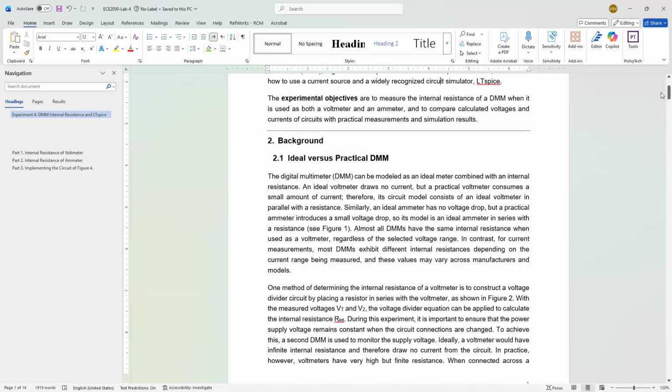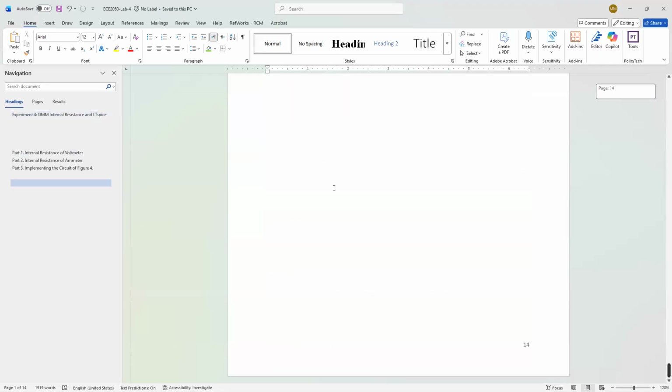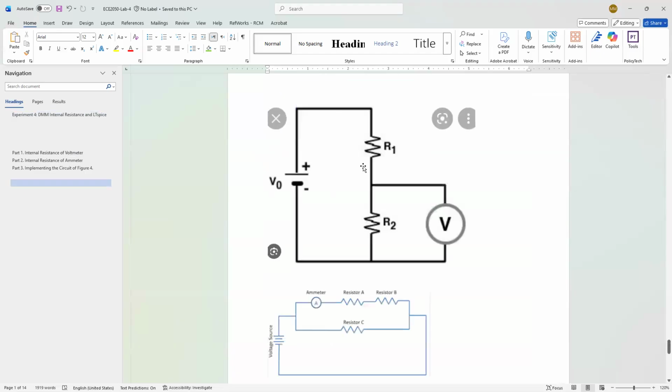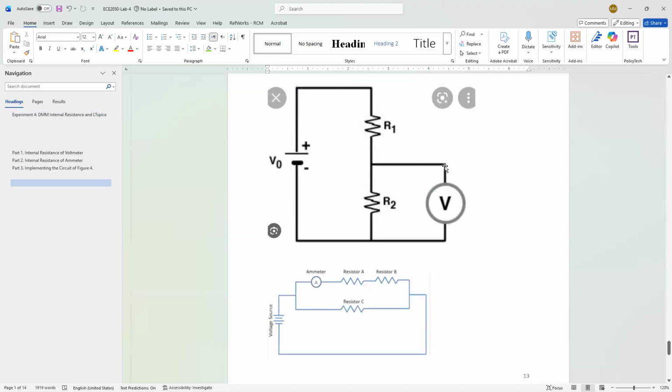Let me tell you something before we start. As I explained in the lectures, if you have a voltmeter and you want to measure the voltage between this point and this point, you have to connect the voltmeter in parallel, as you see here, between this point and this point.